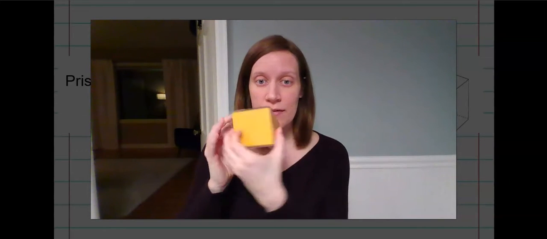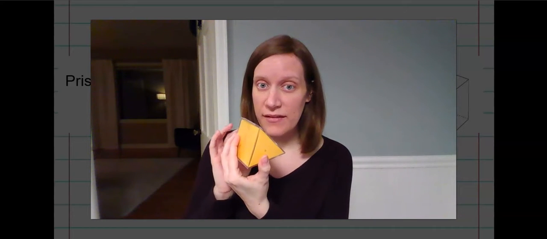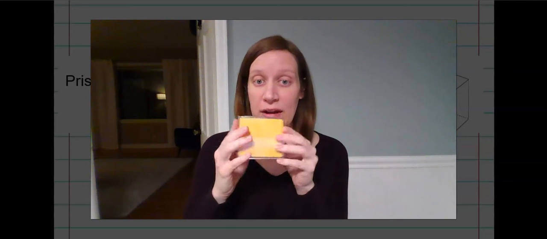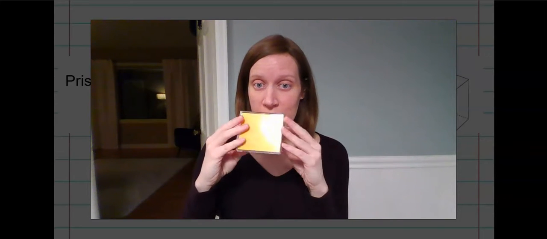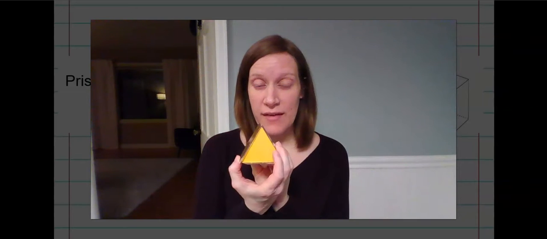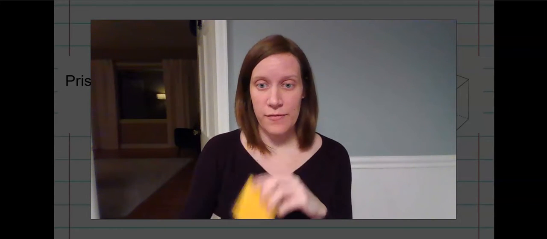So here's an example of a different type of prism. This is a triangular prism. Our two bases are triangles. There's a triangle on one side and a triangle on the other. They are congruent because they are the exact same size and shape, and they are parallel. And they are connected by rectangles. So this is a prism. Two bases that are the exact same size and shape, congruent, and they are connected by rectangles.